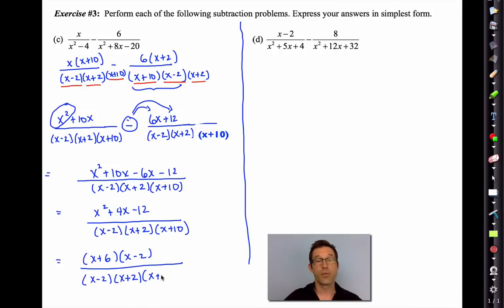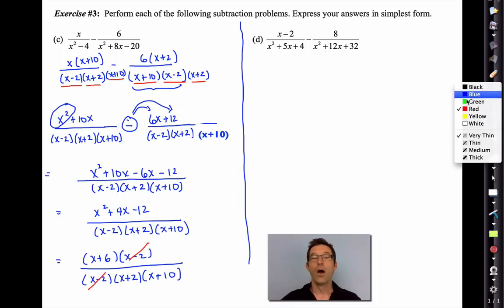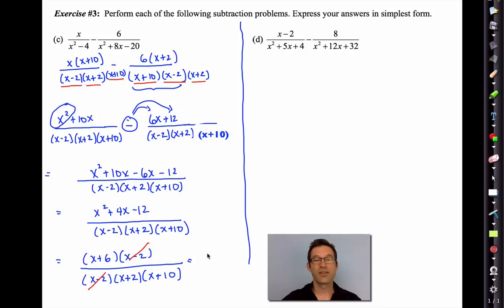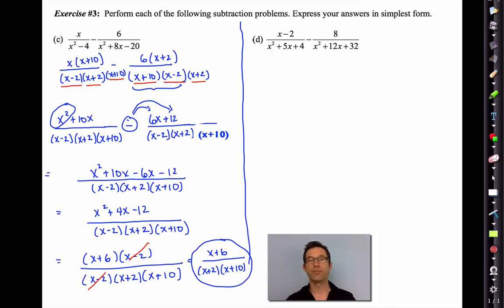I'm going to have no room after these two problems are done for my head on this screen. It'll be teeny tiny. And look at those x minus 2's cancel. Whew. So my final answer is x plus 6 divided by x plus 2 times x plus 10. Yep, that's what I got on the sheet originally too.